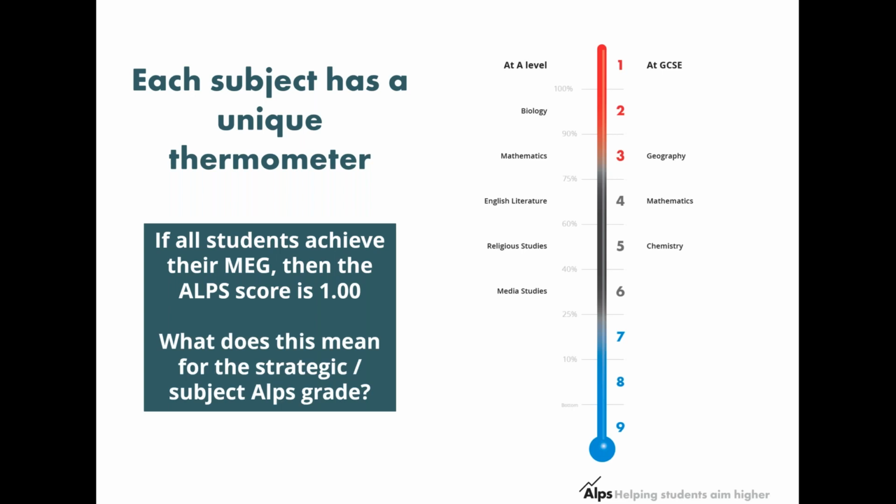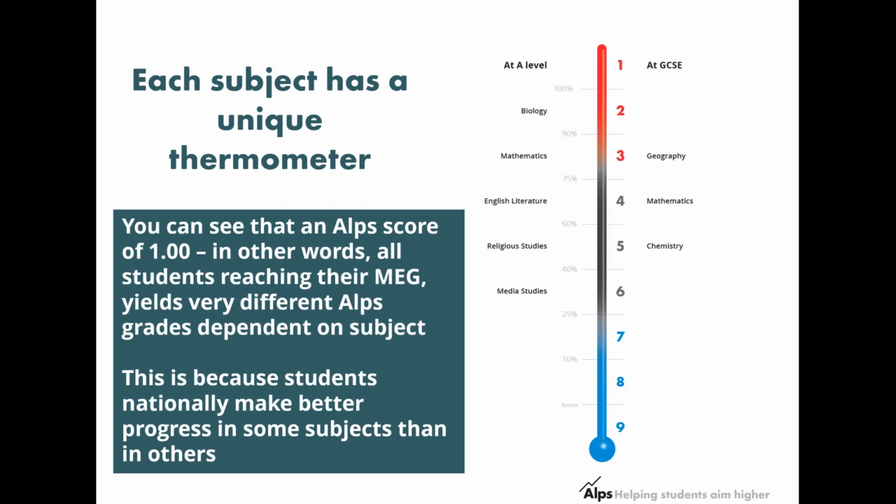Here are some examples at a subject level. Let's look at them in terms of the A level. If I am an A level teacher of biology and I get all of my students their MEG in biology, then I get a score of 1.00, and that plots me way up here on the thermometer. It puts me in the top 10%. Now, how does that make sense, I hear you ask, because aren't the MEGs set around the 75% line? Different subjects make different progress relative to that MEG nationally.